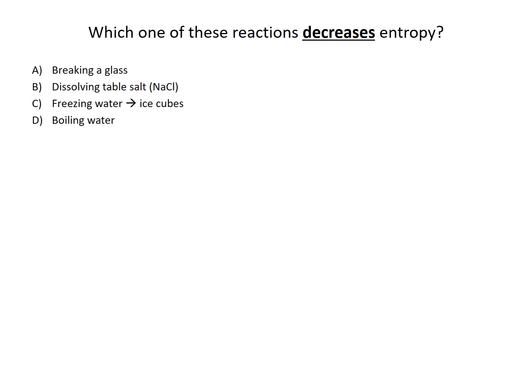And now please try this question. Which one of these reactions decreases entropy? And the answer is C, freezing water into ice cubes, because it proceeds from disorderliness to orderliness.